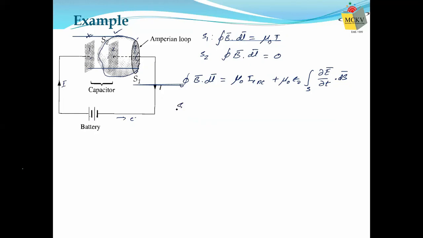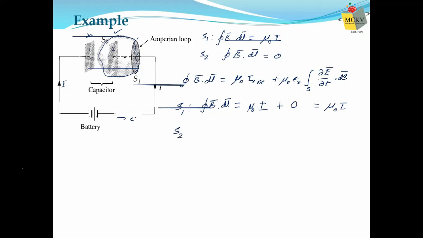Now again we'll use surface S1. For the surface S1, closed integral B dot dl is mu naught I enclosed. That means total current enclosed. What is the total current enclosed within this surface? I. No problem. Plus del E by del t. What is the amount of change in electric field? No change in electric field here. We do not see where is the change. 0. So total mu naught I.